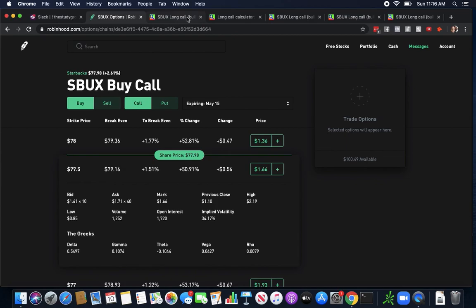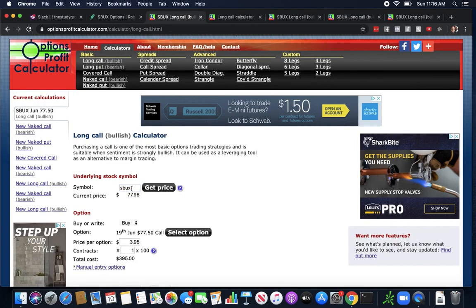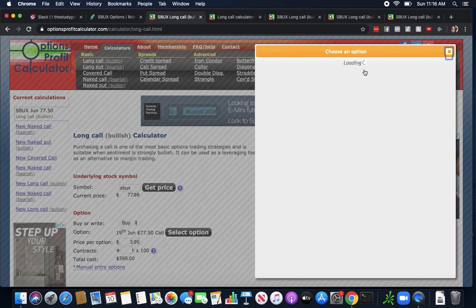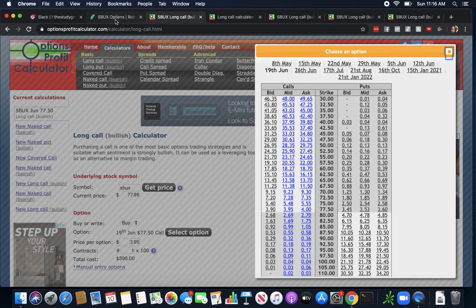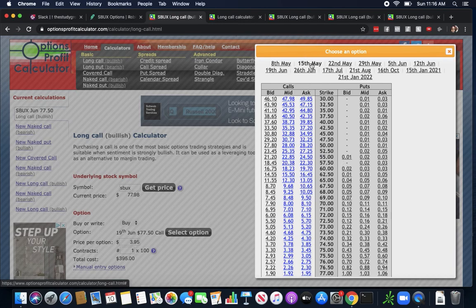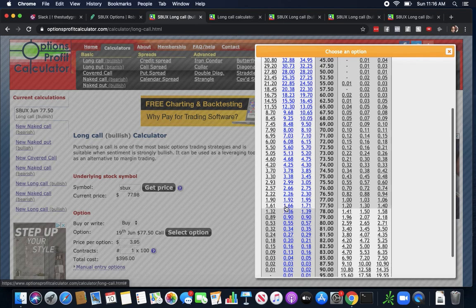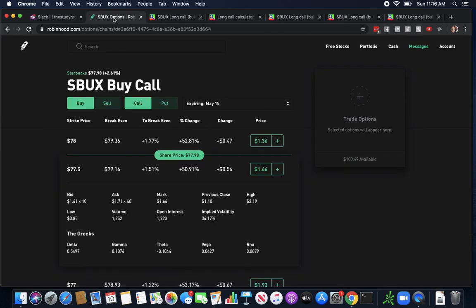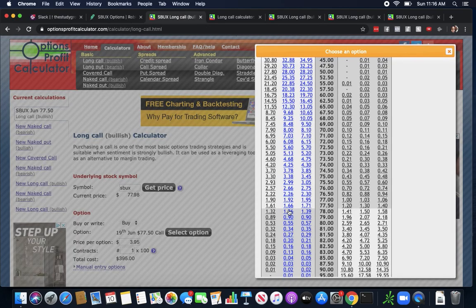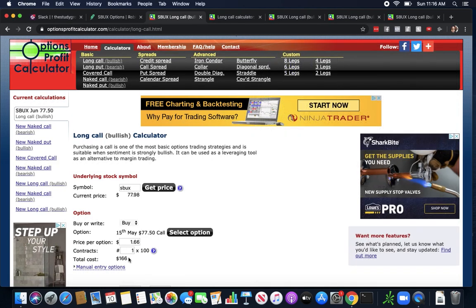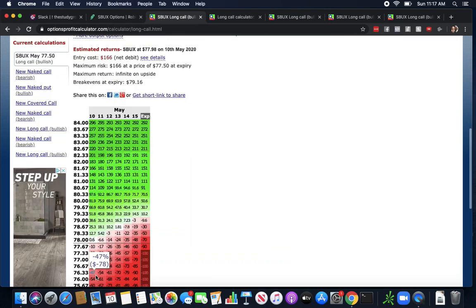So let's throw this one in the options profit calculator. Got my ticker. I made sure I selected the right one. And let me see what it was, the same May 15th expiration. And it was the 77.50 call. 166. Let me check. Yep, 166. Okay. I'm going to pick my 166. I'm only going to buy one because I got like $100, $200 to invest. Sorry, close that out. And then I'm going to hit calculate to see what happens. So now if you notice the difference, this is the same expiration date, but the strike price is different.